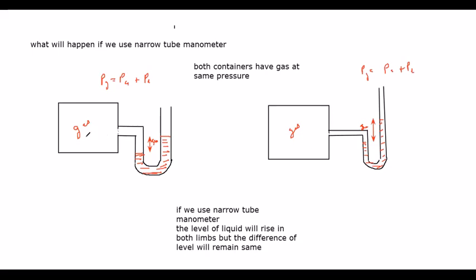As the pressure of gas A and gas B is the same, and the atmospheric pressure is constant, not changing, the pressure of the liquid should not change as well. That's why the difference in the height will be the same. But the liquid will rise in both limbs.